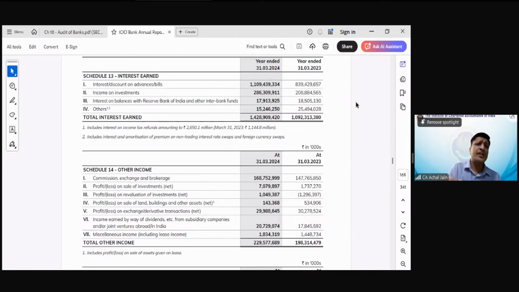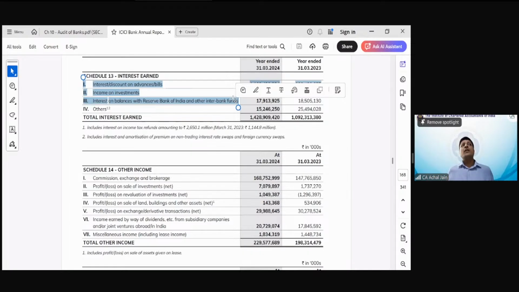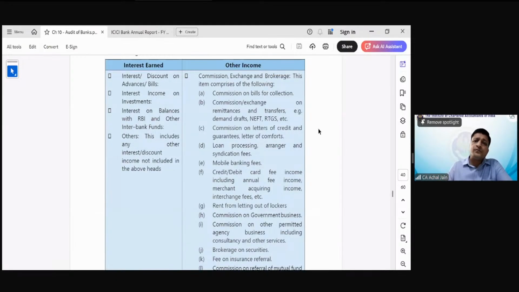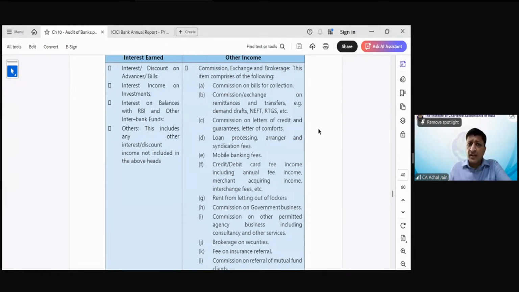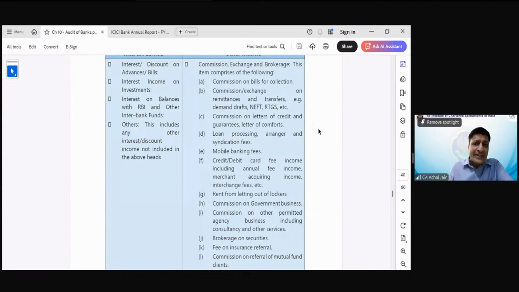Core areas will always be the two: advances, which the banks will give, and investments, which the bank will have. Okay, so these are the two things, right? Now, let's try to look at the audit procedures. Same way in the study material, you have this complete split of various components which could be there in other income and the interest earned.